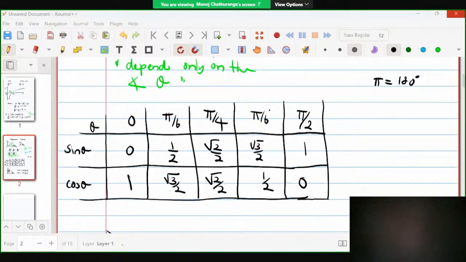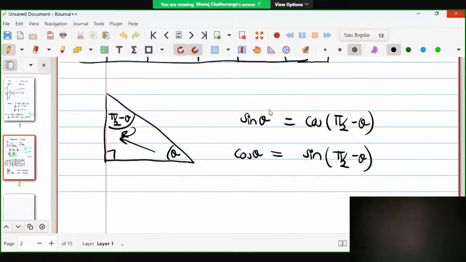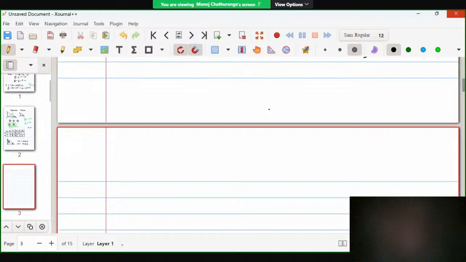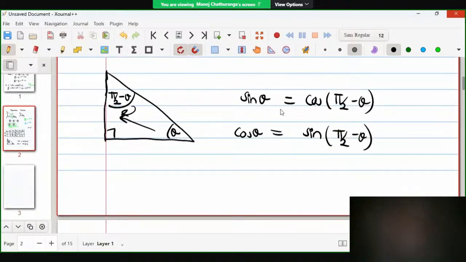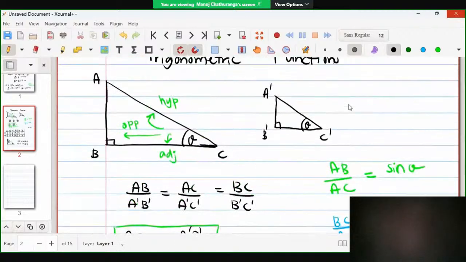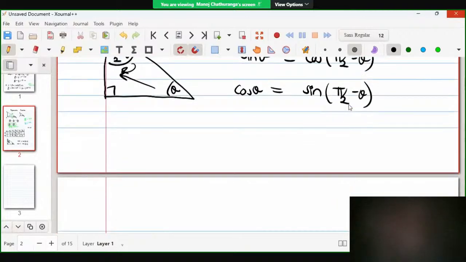Oh yeah, there's a typo. This should be pi by 3. Thank you. Right, so this is very good to know. The sine value of the complementary angle is cosine, and the cosine value of the complementary angle is sine. So this is one of the relations between sine and cosine. Not only that, there are other relations.